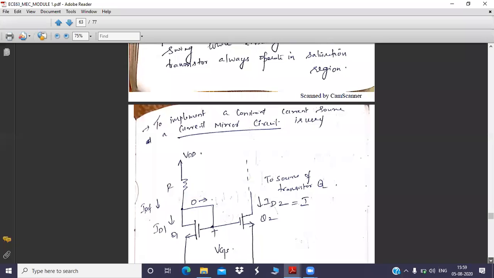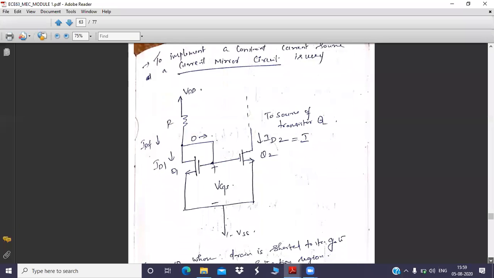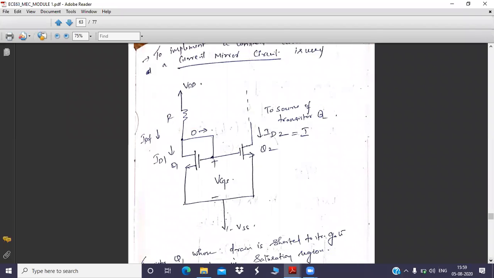Now, how are we going to build that I, or how can you achieve that particular I?